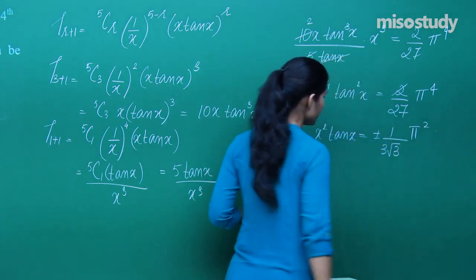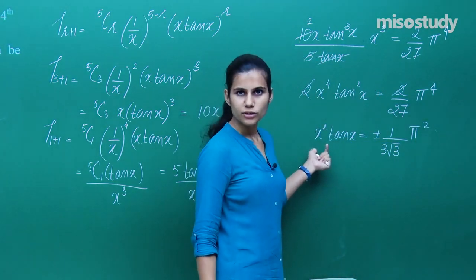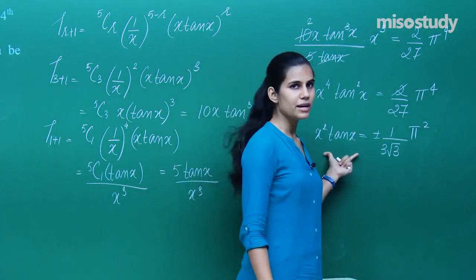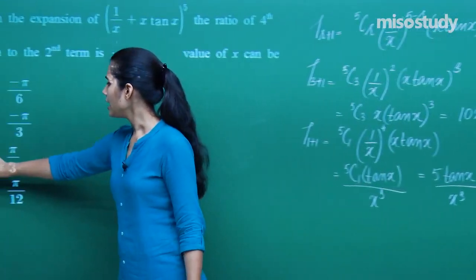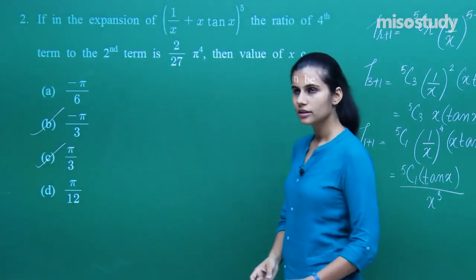pi square. And what is that x which is actually going to satisfy this? It is nothing but pi by 3 and minus pi by 3. So your answer is pi by 3 and minus pi by 3.